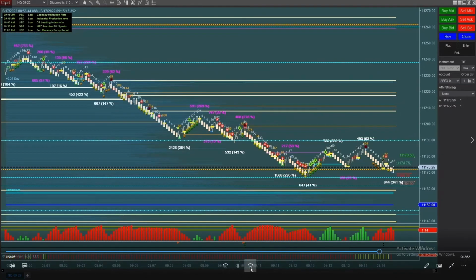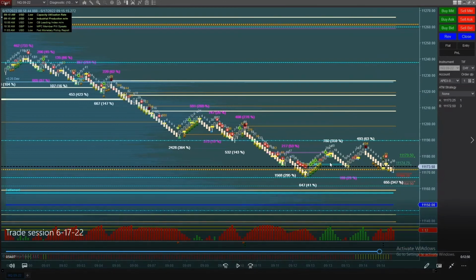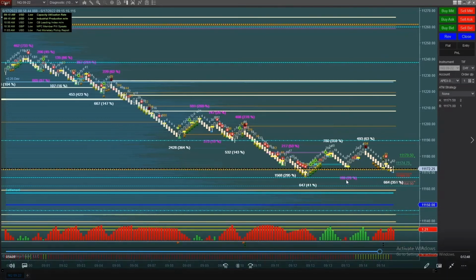Let me fast forward it. Okay. So what it did was it came back down, testing this dynamic magnet again, and struggling, laying clusters. Okay.